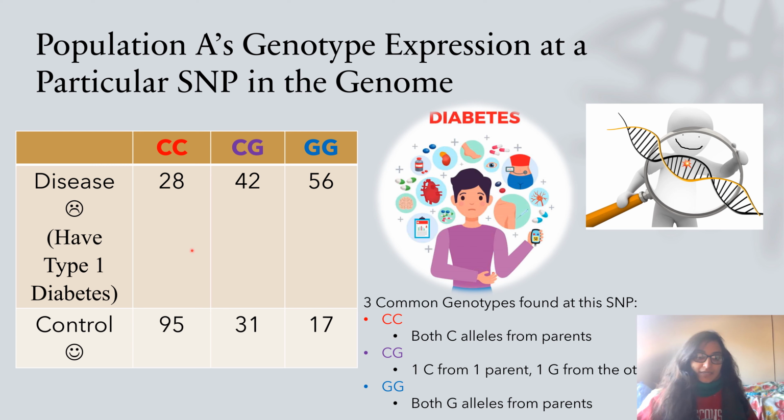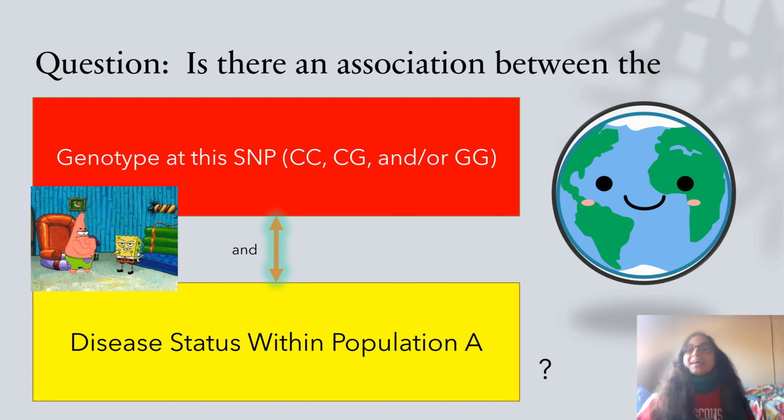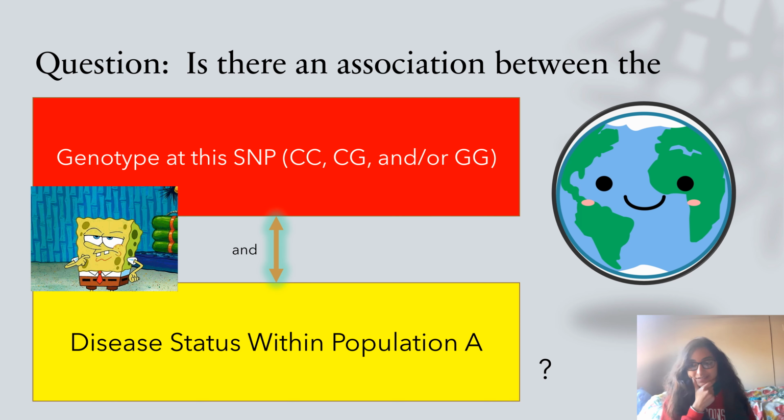So if we take 28 plus 95, that would be 123. So we have 123 individuals with CC, and then we observe this breakdown of individuals with the disease and the control. So we can try to say, is there some sort of connection between this genotype and the phenotype? Do any of these three groups seem likelier to have the disease than the other groups? That's the main question we're focusing on.